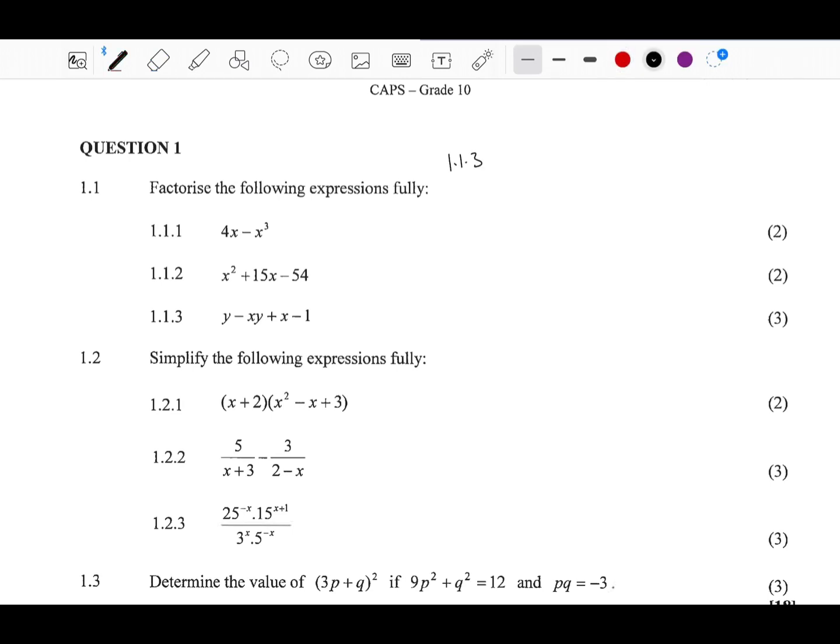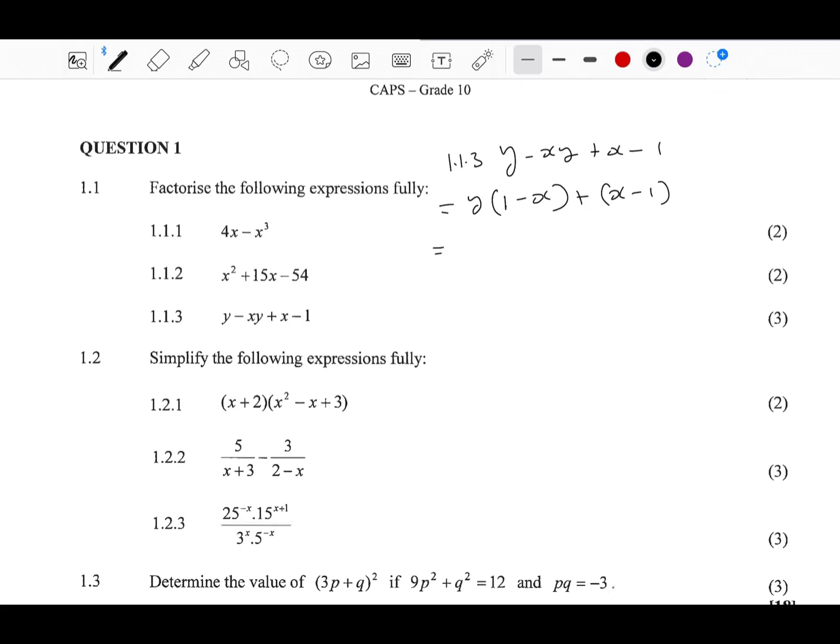1.1.3. So we're doing the same thing: y minus xy plus x minus 1. Here already you can see that there's a common factor, and we can factor that out. The common factor there is y. So y divided by y is 1. Negative xy divided by y is negative x. So you have 1 minus x.